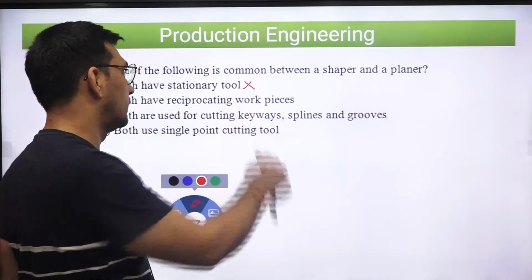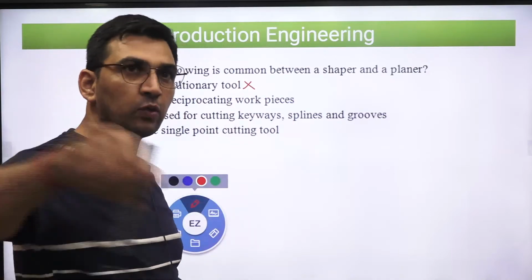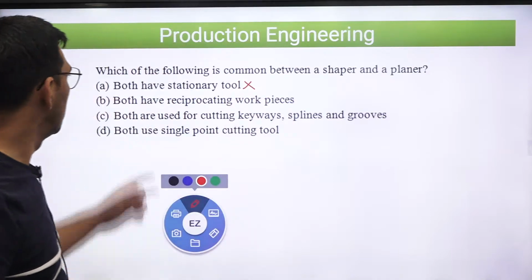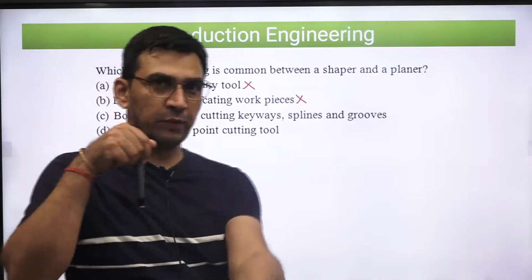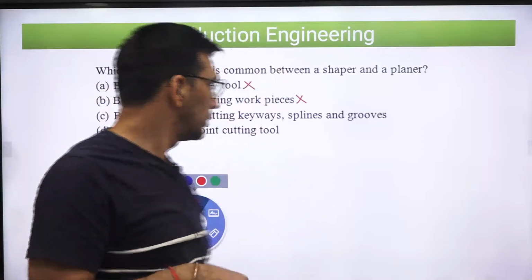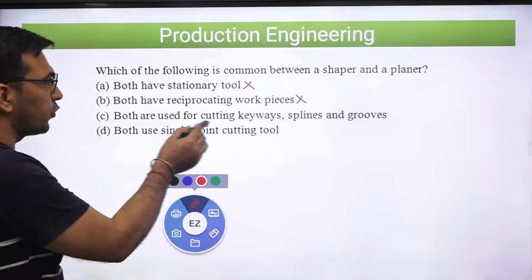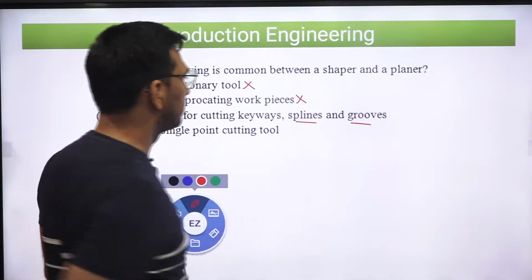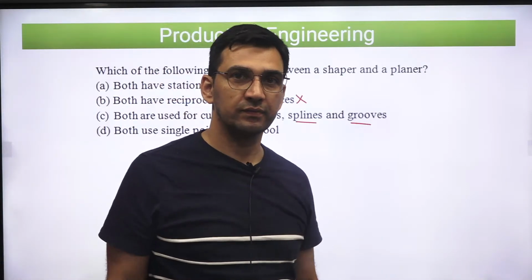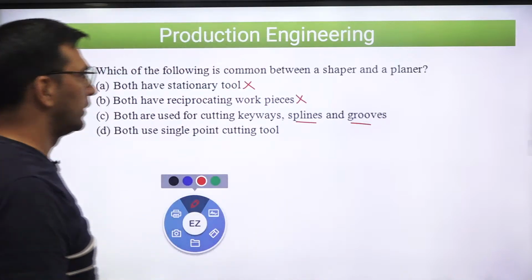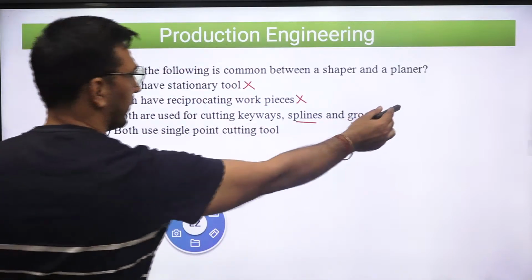No, shaper में तो reciprocate करेगा ही करेगा. Both have reciprocating workpieces. No, reciprocating workpiece कौन सा है? टेबल जो है प्लेनर में टेबल मूव करता है, so it cannot have. Both are used for cutting keyways, splines and grooves. देखो splines के लिए आपको indexing mechanism चाहिए, which is not possible over here. So ये भी आपका करेक्ट नहीं है.